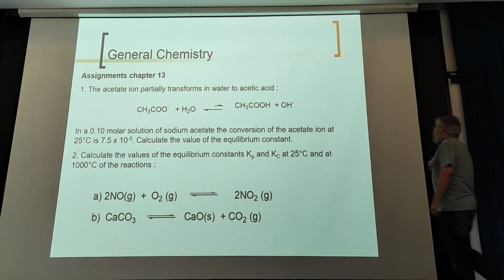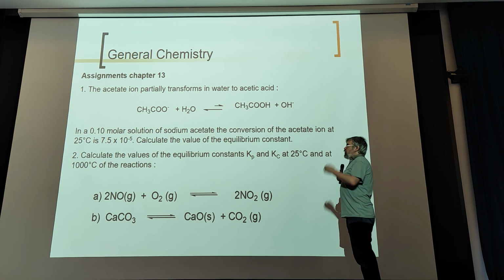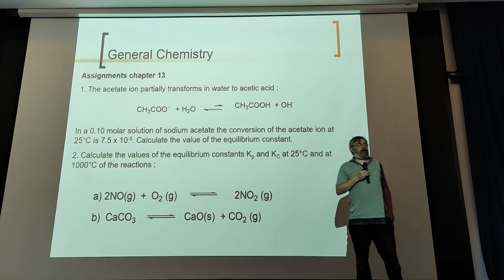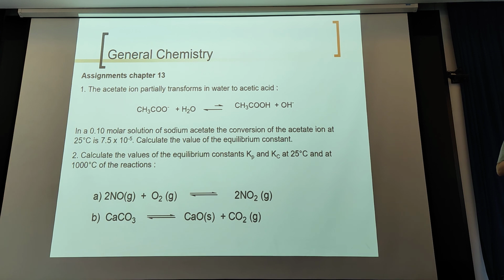Then for the second one, we should calculate the values of equilibrium constants Kp and Kc, at two different temperatures, 25 degrees and 1000 degrees. Now, in order to do that, we have to use the formula ln K = minus delta G over RT, that is delta G = minus RT ln K. And then that means we need the free energy.